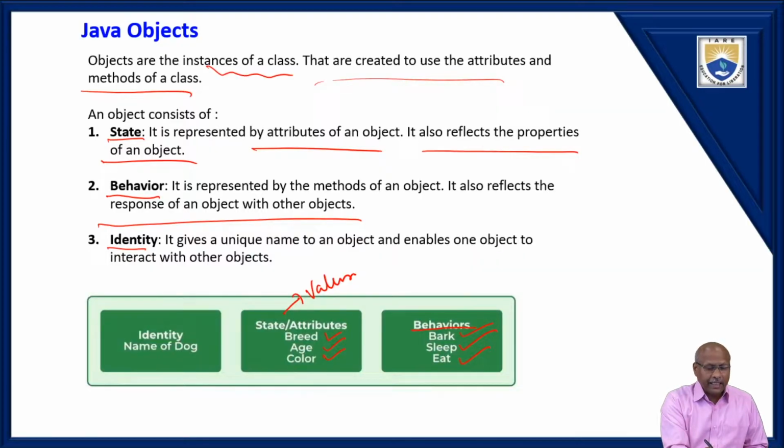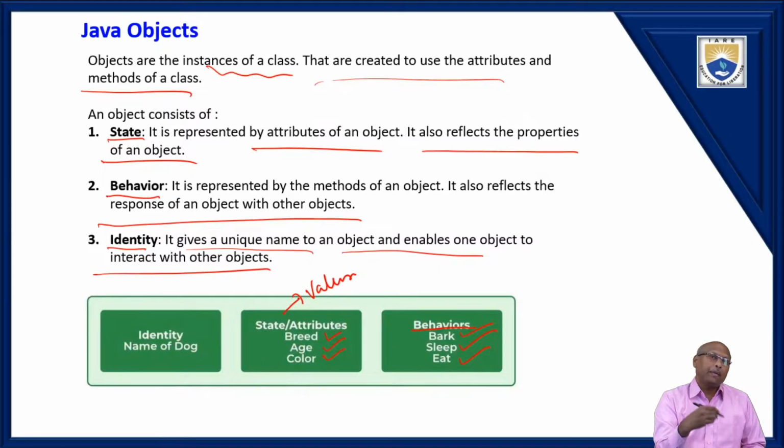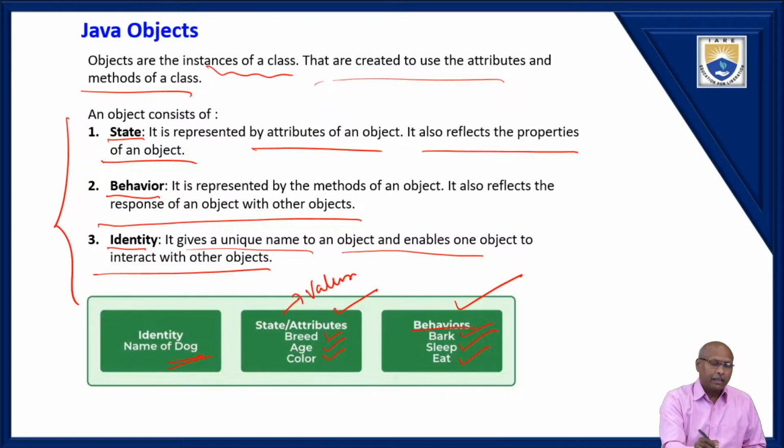So here identity is to identify the object. It gives a unique name to the object and enables one object to interact with another object. You can interact with the outside world through the name. So every object is identified by some name, some identity. In this example, the dog is the identity. So for the dog object, I have a set of attributes and a set of behaviors. Remember, every object will have these three things: state, behavior, and identity.